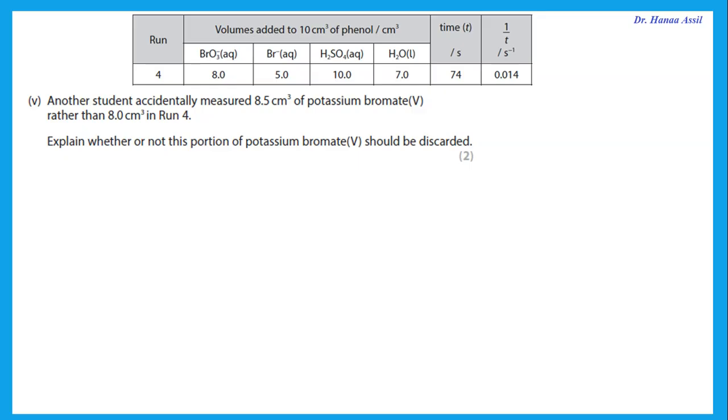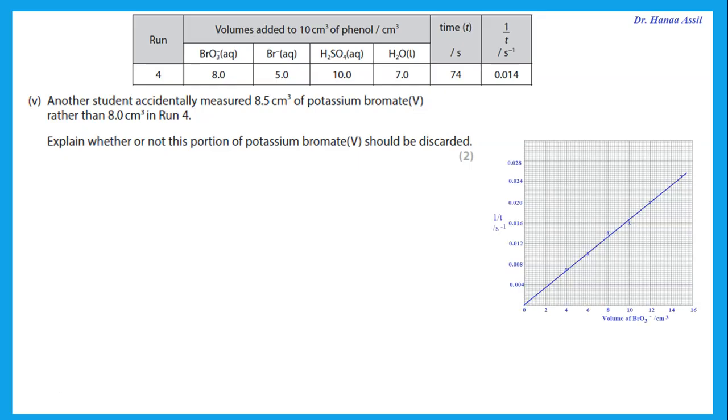Well, if we put 8.5, that means the point when plotted on the graph will be a little way off. Remember, if you look at the graph, there are points that are a bit above or a bit below the line. So if we make a mistake like this, then the point will just be somewhere around the line of best fit.